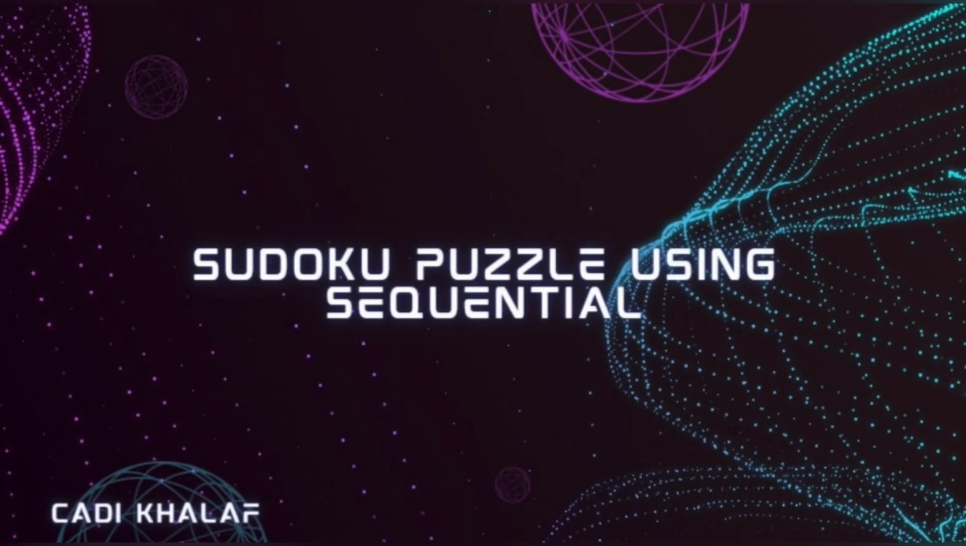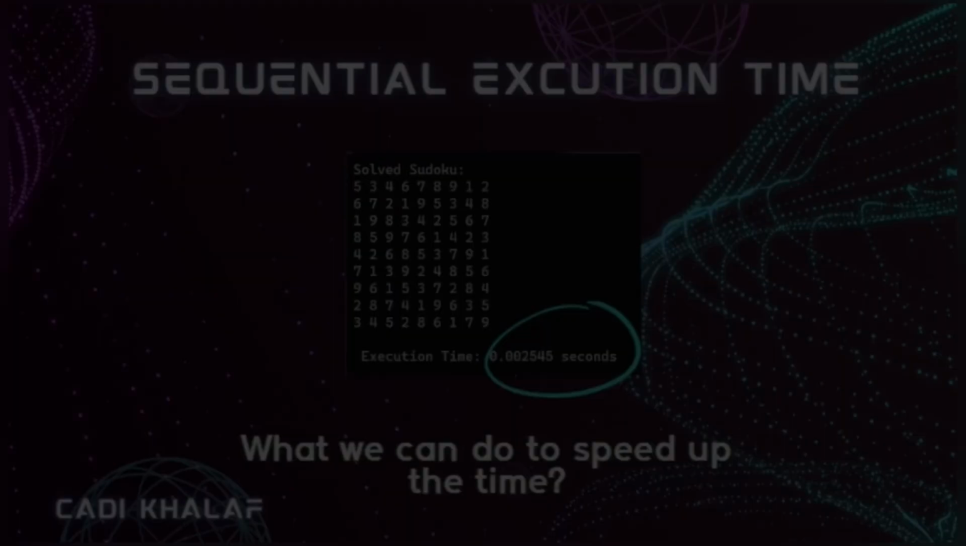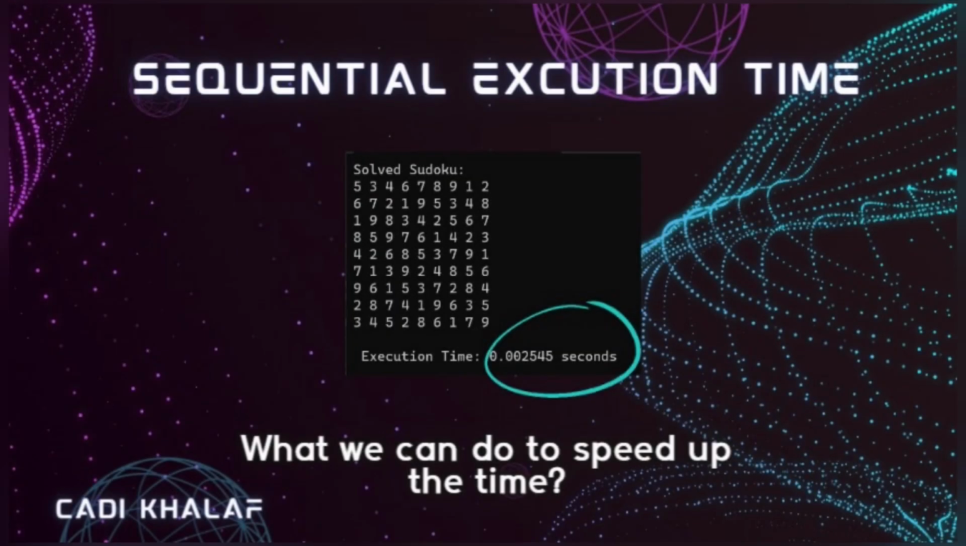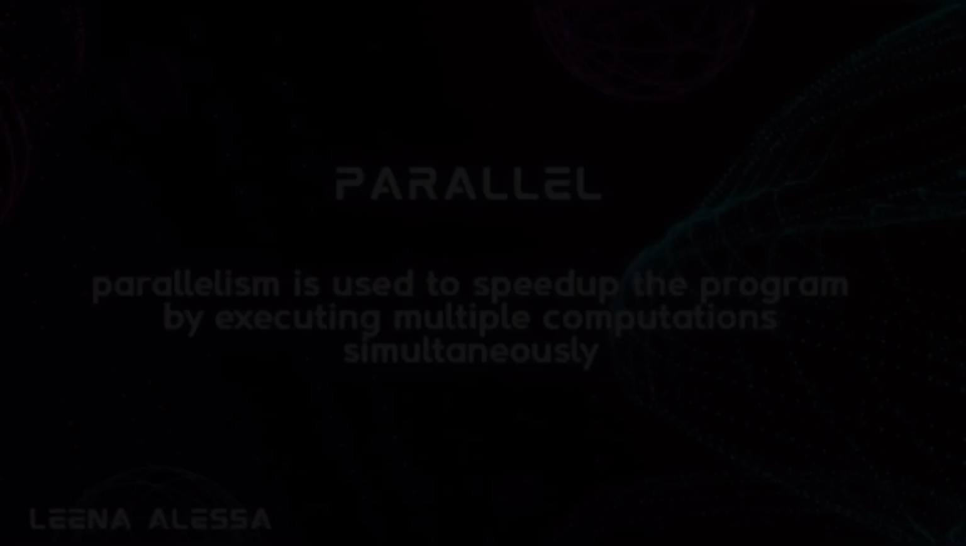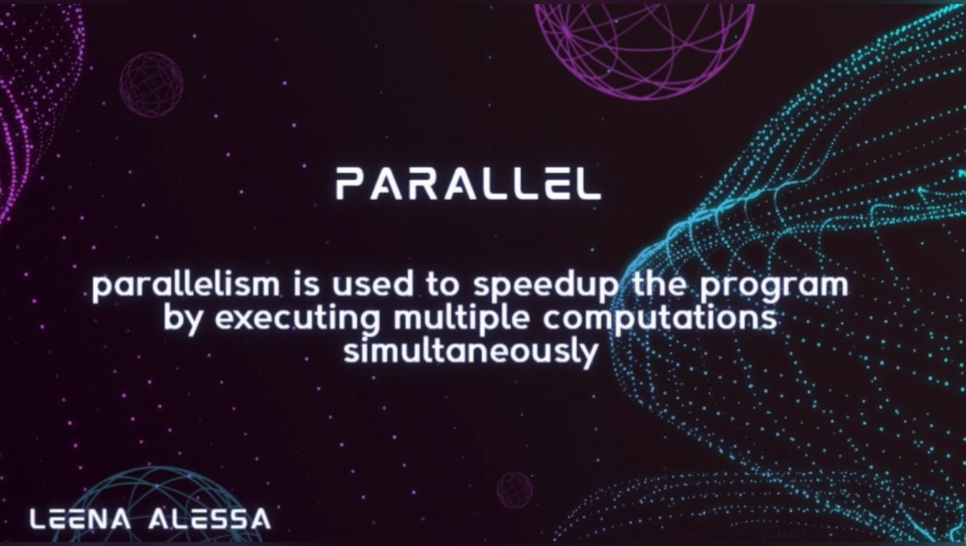I'm Kadi Shamri, and we will talk about solving Sudoku puzzles using a sequential implementation. So here is the sequential execution for the Sudoku. We get the solved Sudoku with this execution time, which is 0.0025 puzzle per second. So what can we do to speed up the time? Finally, we came up with the concept of parallel to speed up the program.